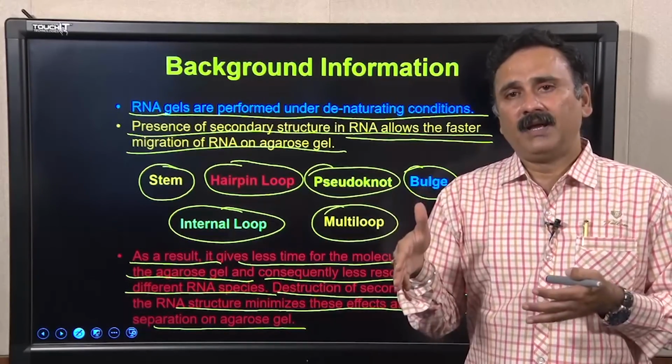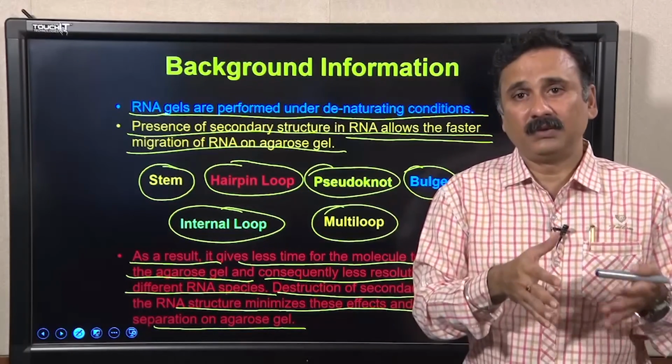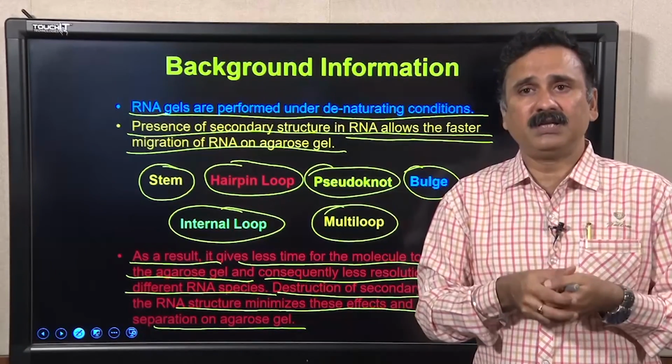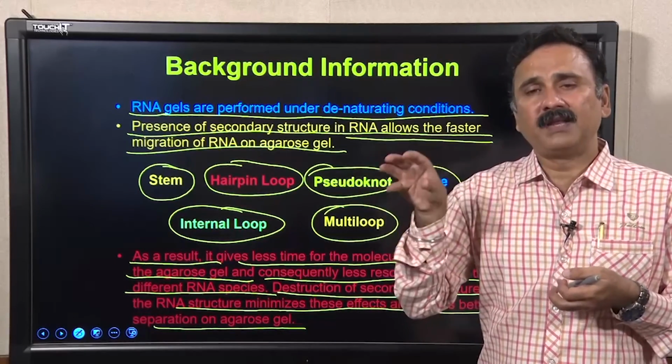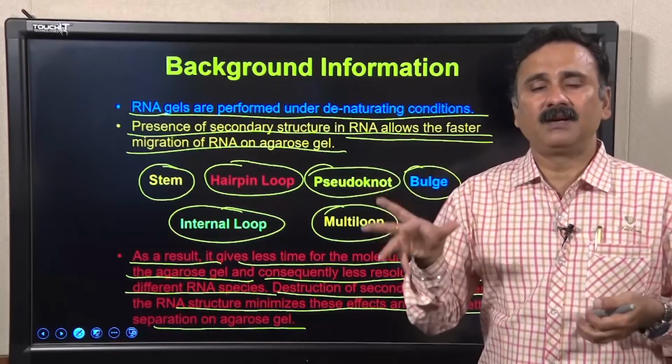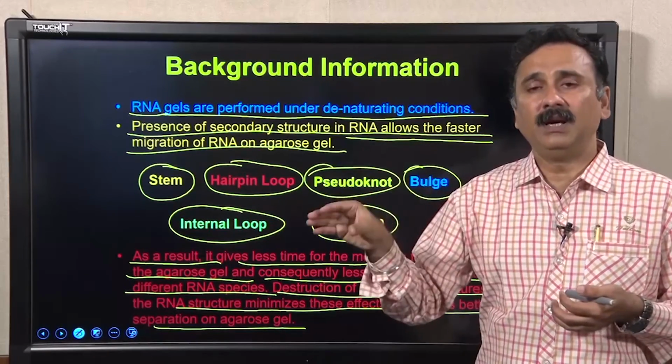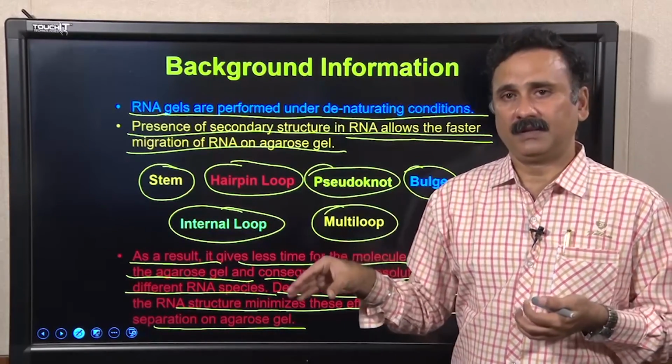And as you know, and I think we discussed in the past, when you are doing horizontal gel electrophoresis with agarose as a matrix, the pore sizes within the agarose are very big compared to the pore sizes within polyacrylamide gel electrophoresis.